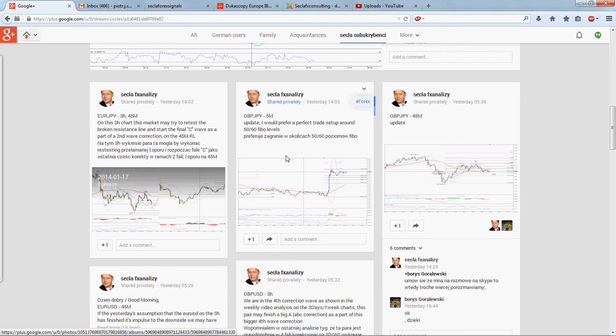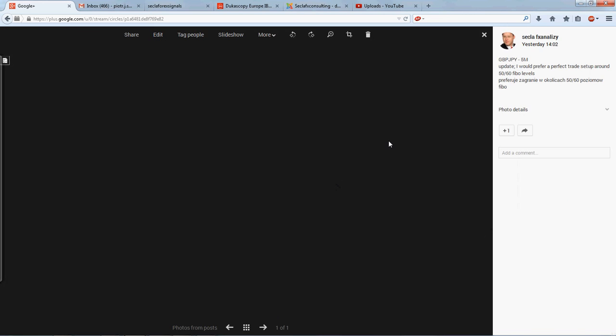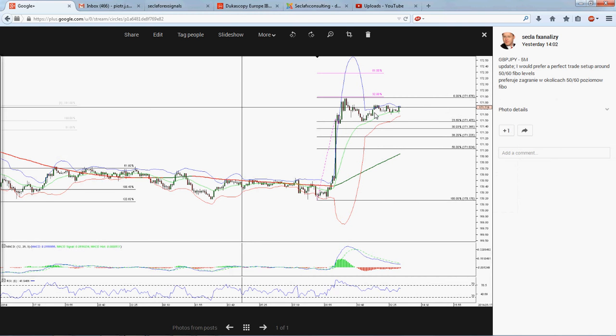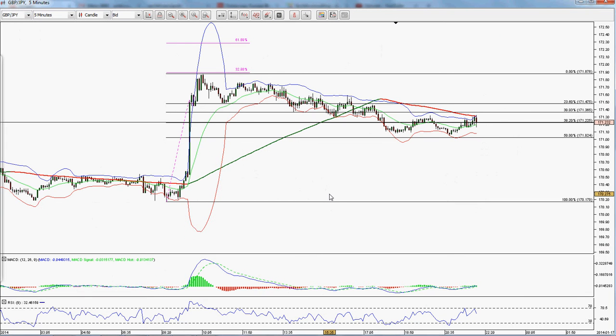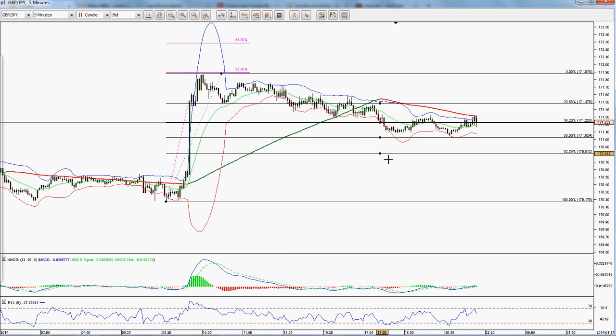This was actually shown as well on this G Plus account. Let me show you my G Plus, the 5 minutes. I would prefer a trade around the 50-60 FIBO level. Very simple. A chart added to that, so you can prepare yourself for this as well. This is not that important. Important is to know when to enter and where to enter.